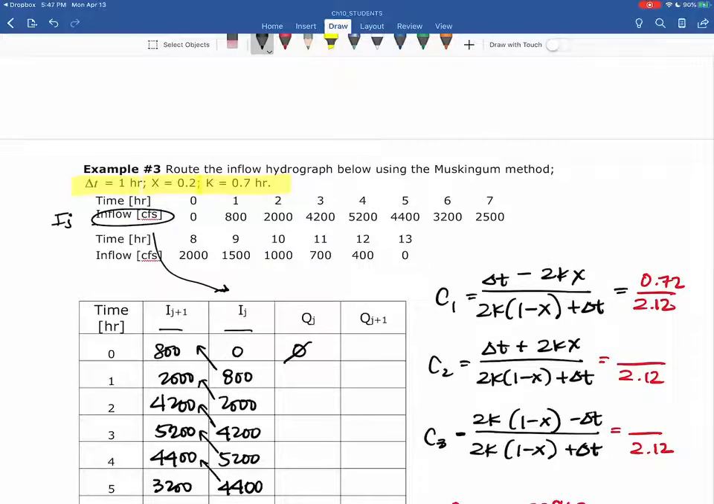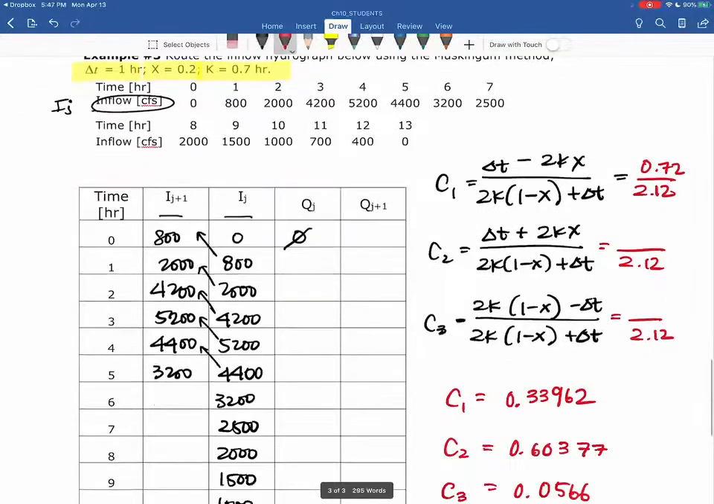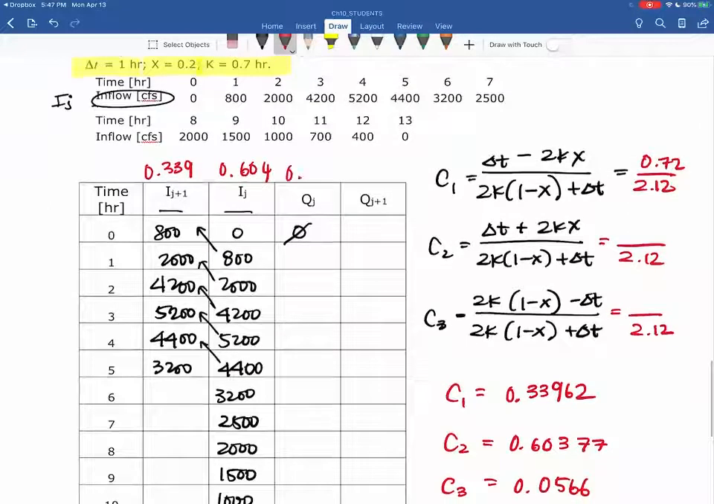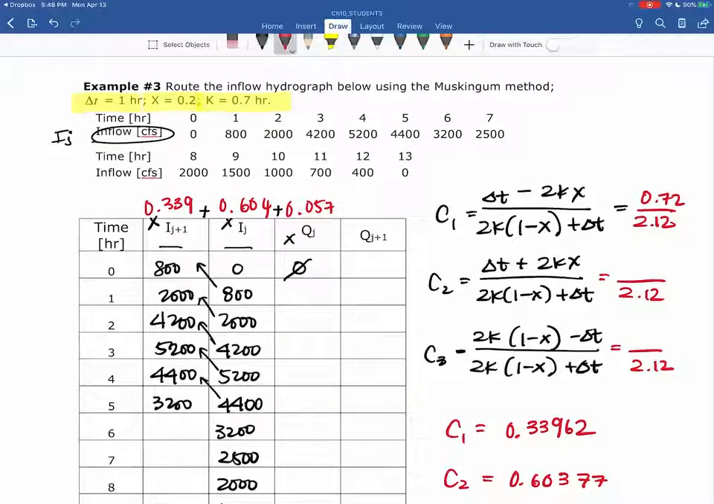Now, all you have to do is go back to the equation I gave you in the notes, and here's a little shortcut that I use. Put C1, C2, C3 at the top here: 0.339, 0.604, and 0.057. You're going to multiply I J plus 1 by your C1, which is 0.339. Then add your I J multiplied by 0.604, and then add your Q J multiplied by 0.057. Going back to the equation, your Q J plus 1 is C1 I J plus 1 plus C2 I J plus C3 Q J. Do you see that?